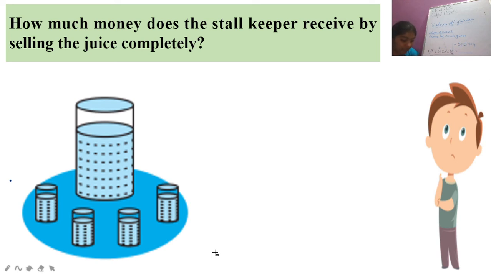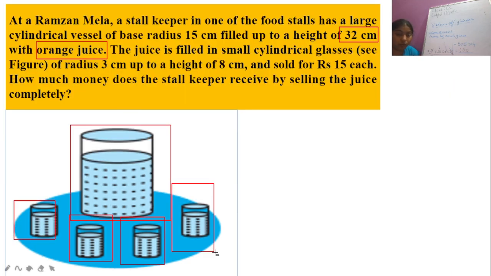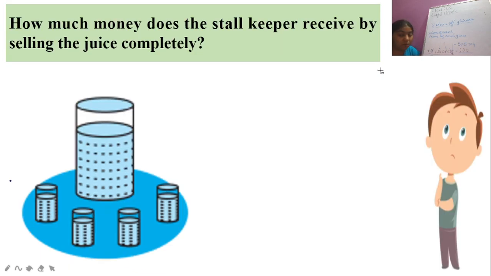So basically we get 100 glasses that he will give from that vessel to the people. Now we have to calculate how much money the stall keeper will receive after selling the juice completely. So what you will do, students, we know that one glass of juice he sells for 15 rupees. So we will multiply the number of glasses with 15.